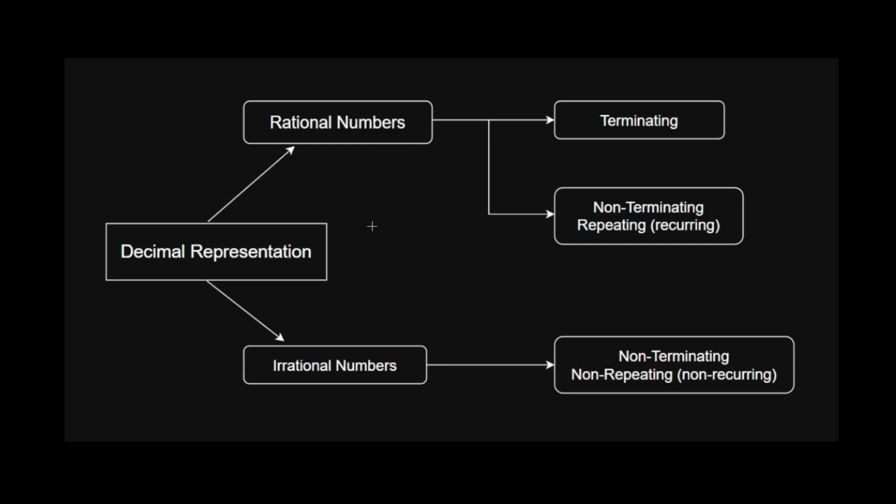So what we have seen is that the decimal representation of rational numbers is either terminating or non-terminating and repeating. And the decimal representation of irrational numbers is non-terminating and non-repeating.